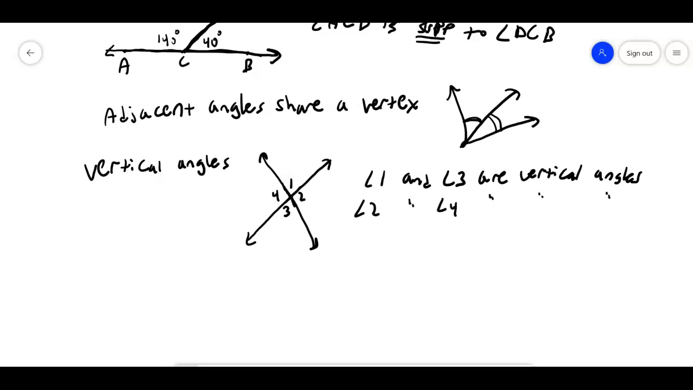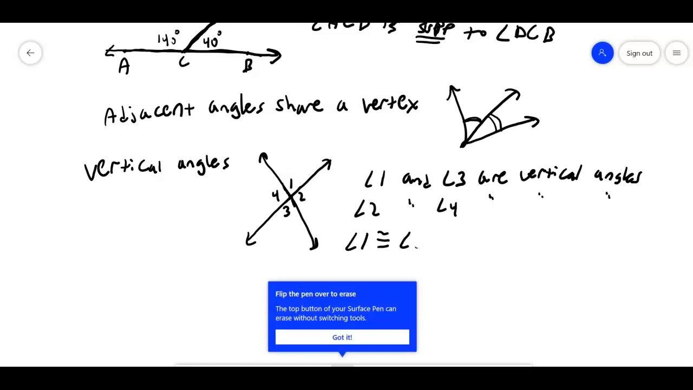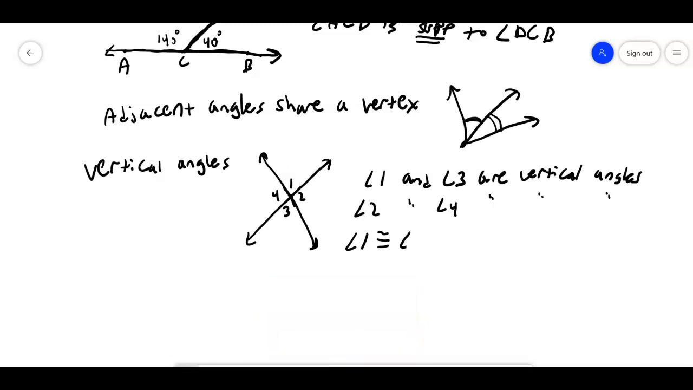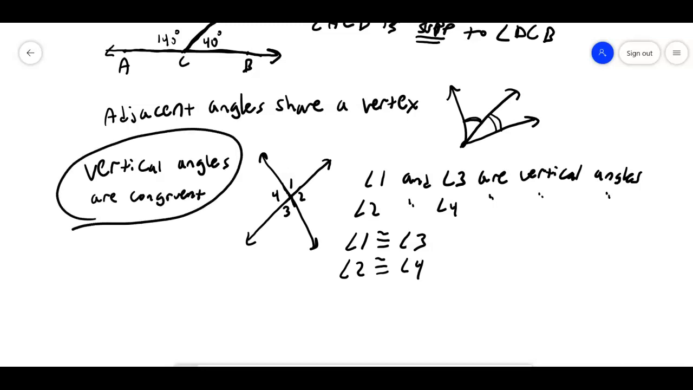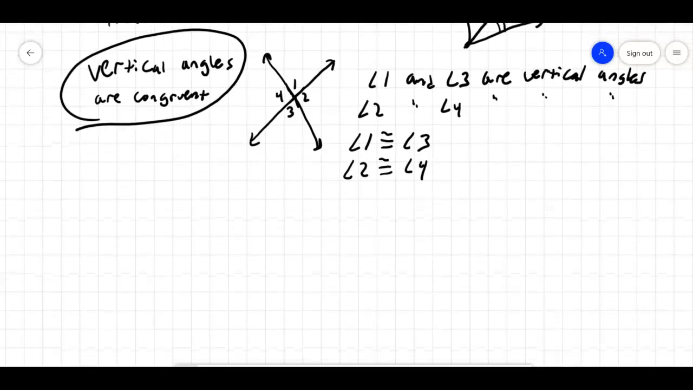And the thing that we know about vertical angles is they're actually congruent. So angle 1 would have the same measure as angle 3. And then angle 2 would have the same measure as angle 4. So vertical angles are congruent. Okay, so they're kind of across from each other, pointing at each other, and they're also congruent.